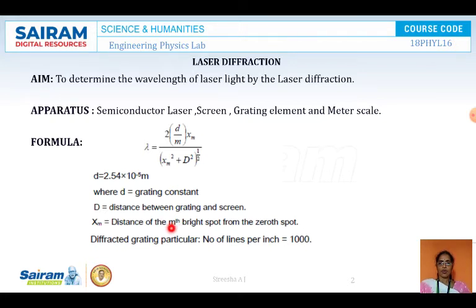M equal to 0 means it is the central bright spot. M equal to 1 means first order towards right and left. That is the mth bright spot from the 0th spot. And for the diffraction grating, the number of lines per inch is 1000 or 10,000 or 5,000, depending upon the element we are using. So here we are using 1000.